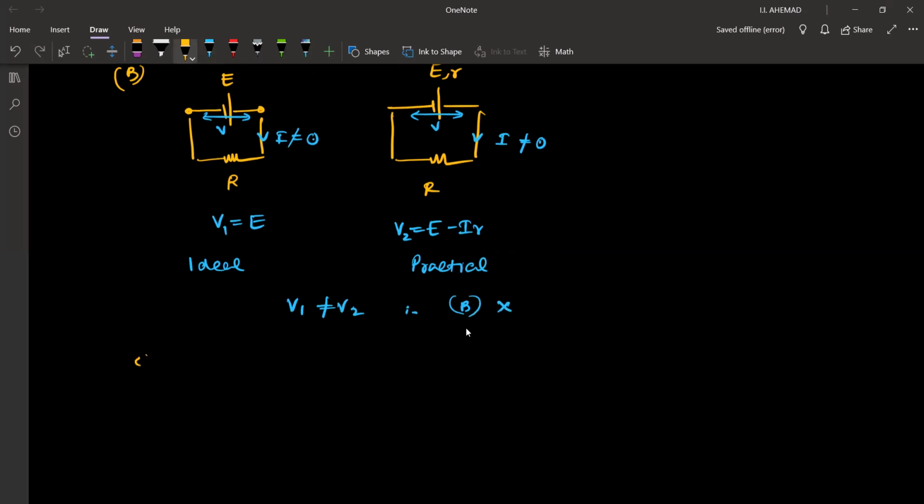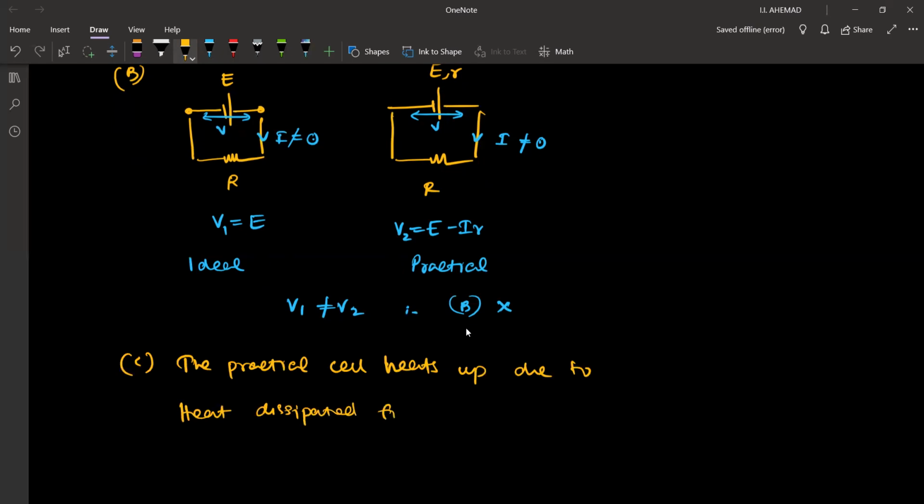Statement C, one of the cell gets heated up when a large current is drawn from it. It is correct, right? The practical cell gets heated up. The practical cell heats up due to heat dissipated from internal resistance.